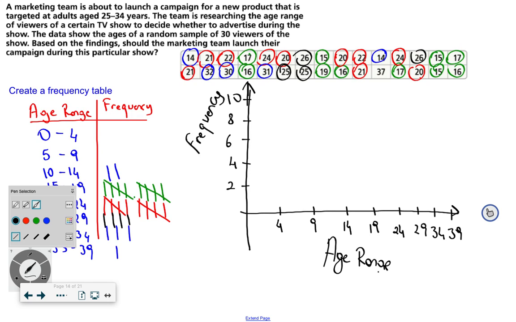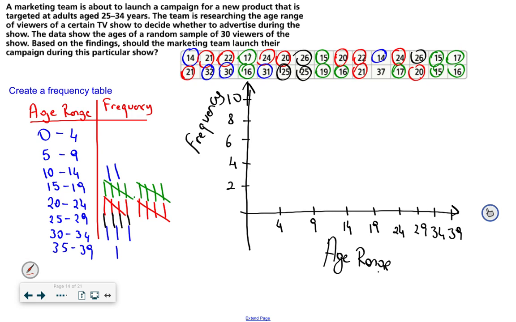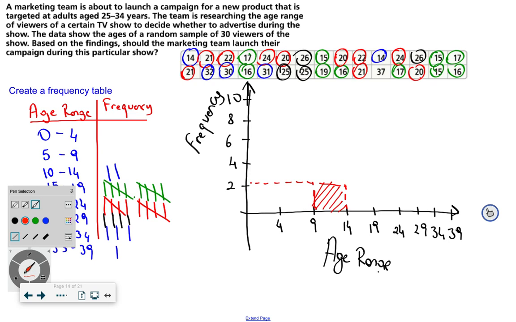All right, as you know, between 0 to 4 and 5 to 9 there are no people over here, but between 10 to 14, how many people are there? There are 2 people. And this is the bar which describes 2 people in this range. Next range is 15 to 19. There are going to be 10.